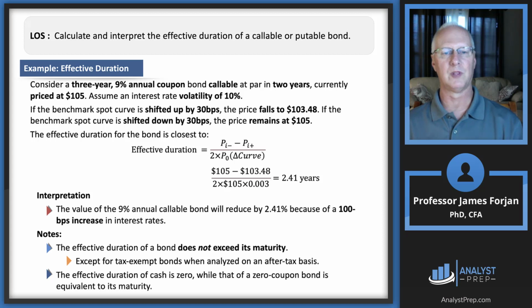A couple of important notes at the bottom. Effective duration of a bond will not exceed its maturity. That probably we didn't even need to put that down there. However, there is a sentence or two in the reading about tax-exempt bonds when they're analyzed on an after-tax basis. That effective duration, it may exceed maturity. It doesn't have to mathematically, but it might. So I probably know that about tax-exempt bonds. And that last one is probably important when you're asked to compute the duration of a portfolio. Effective duration of cash is 0.